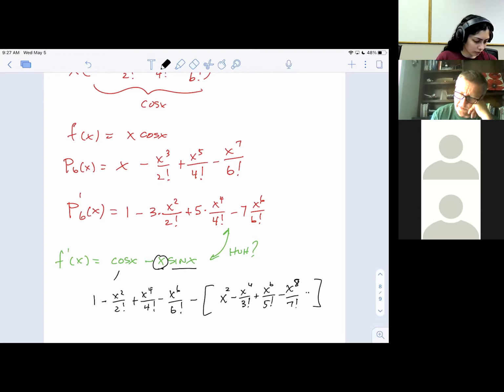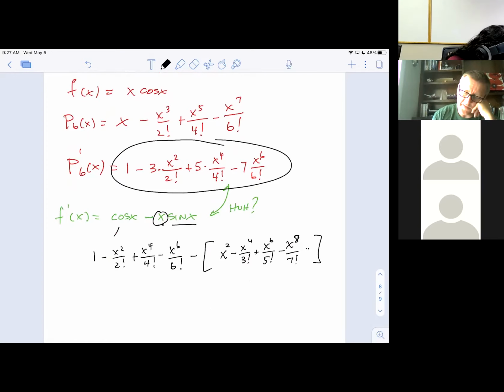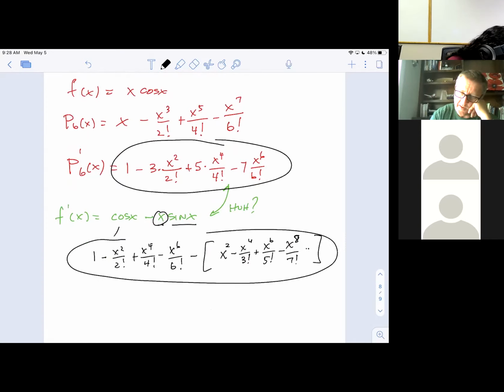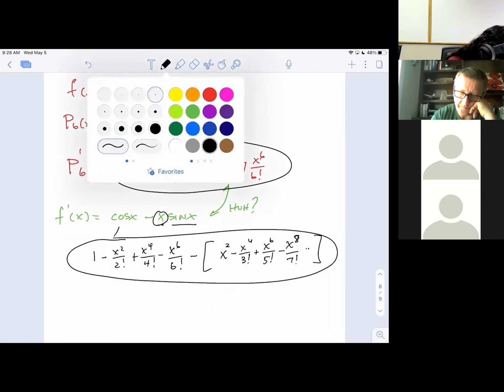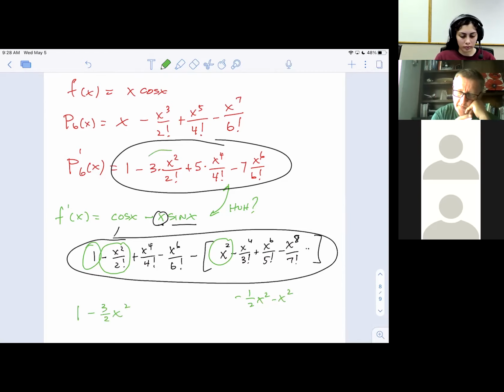So, okay, well, at least now it looks kind of like this. Notice one good thing, look at all the exponents in my black one. There's no odd exponents. That's good. So all I have to do is collect them together. Well, I got a 1, but then look at your x squared terms. You got an x squared term here and an x squared term there. So that's really minus 1/2 x squared, since 2 factorial is 2, minus another x squared. Well, isn't that minus 3/2 x squared? Hey, that's what it was supposed to be.